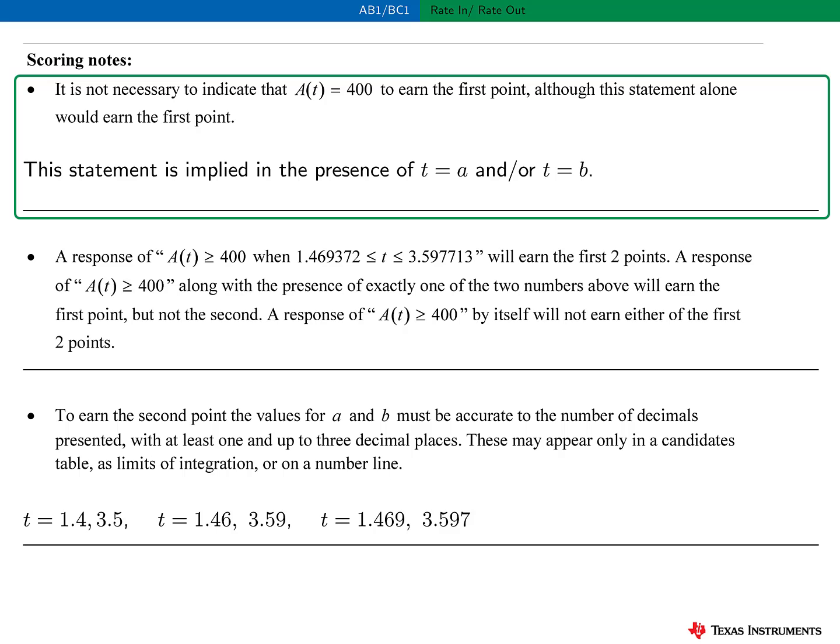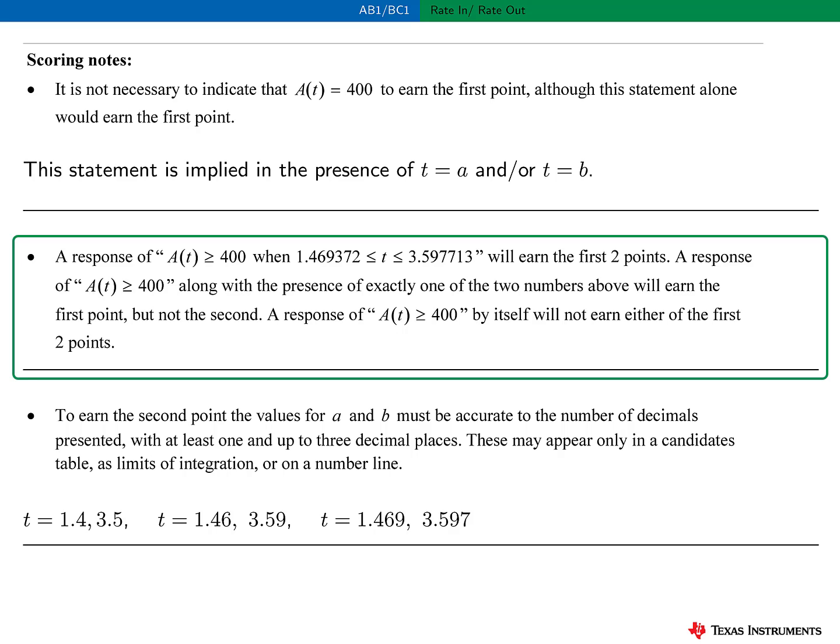First, it is not necessary to explicitly write A of t is equal to 400. This statement is implied in the presence of t equal a and or t equal b. So, if a response has t equal 1.469 and t equal 3.597, that earns the first 2 points. This response, A of t greater than or equal to 400, when 1.469 is less than or equal to t is less than or equal to 3.598, earns the first 2 points.